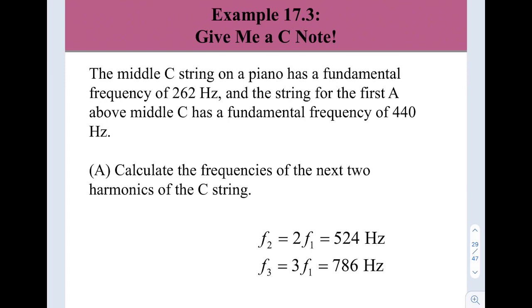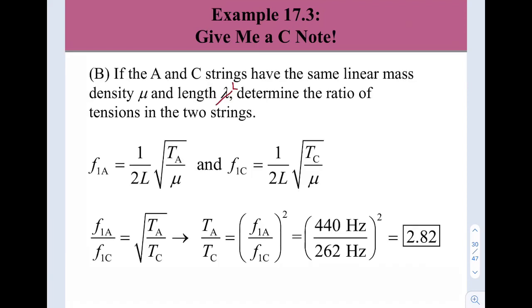make use of f 2 equivalent to 2 f 1, which is 524 Hz, and f 3 equivalent to 3 f 1, which is 786 Hz. If the A and C strings have the same linear mass density mu and length L, determine the ratio of the tension in the two strings.